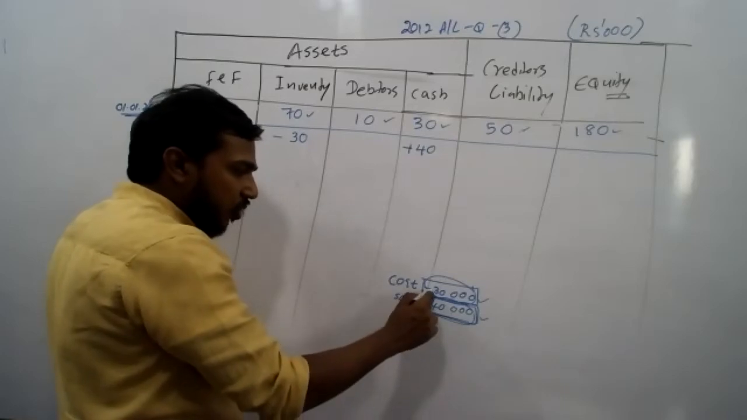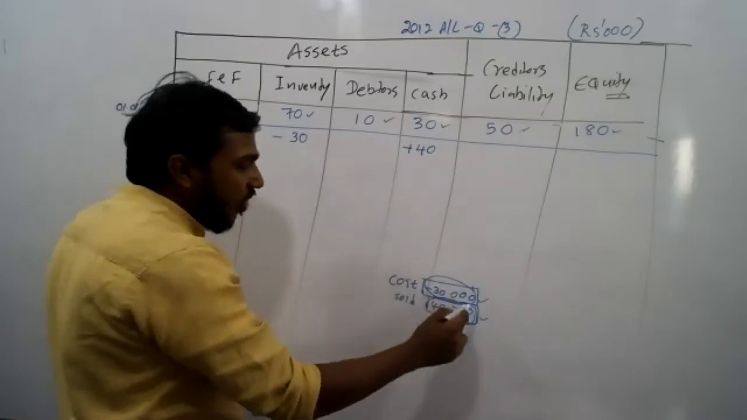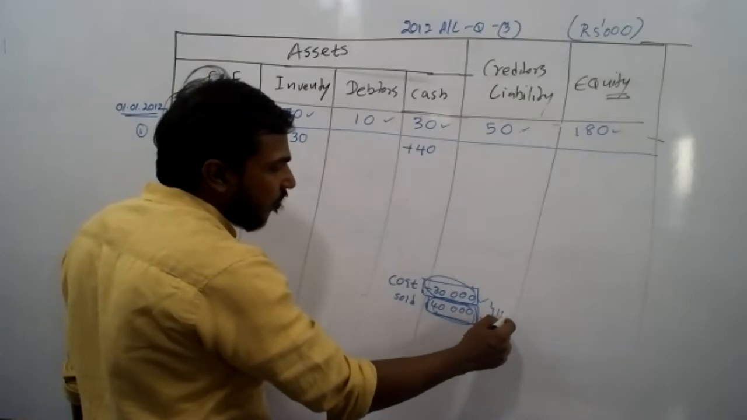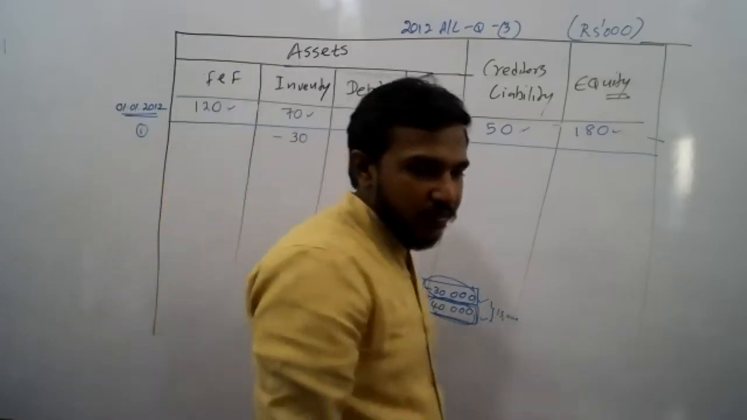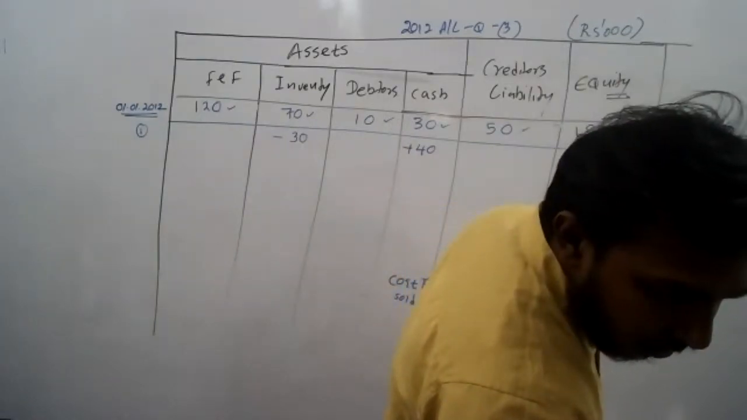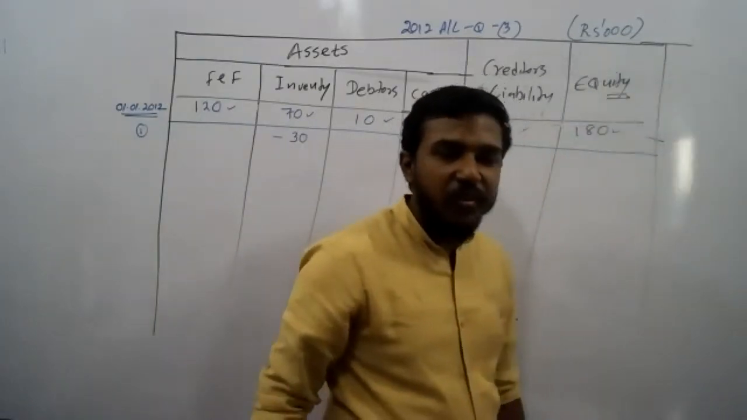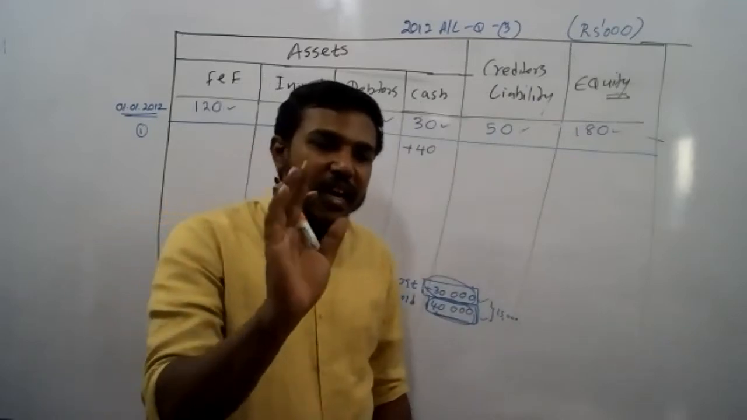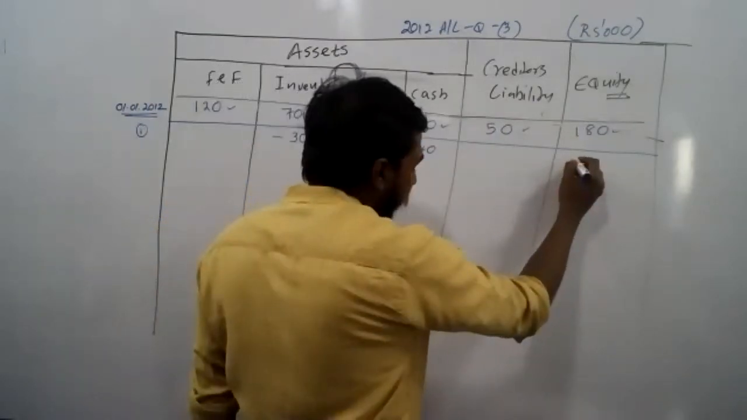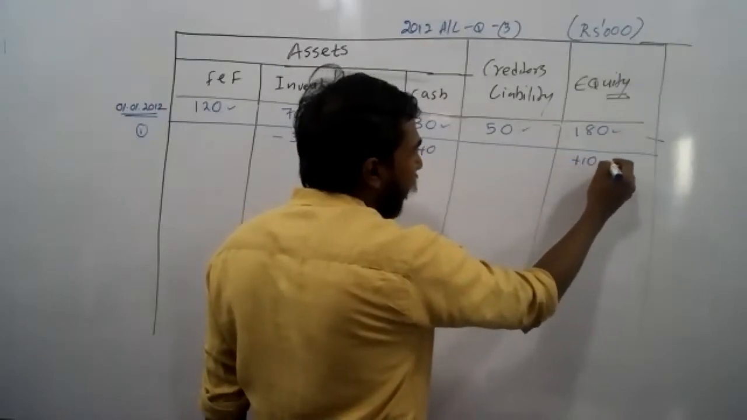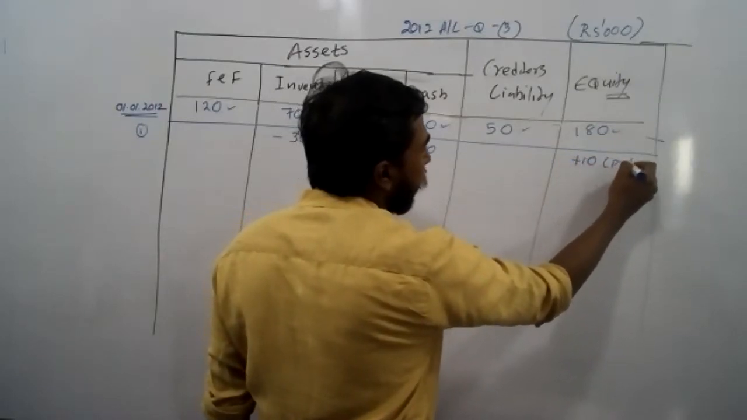So 30,000 stock sold for 40,000. There will be a profit of 10,000. Profit you all know where to add the profit. Why do we start a business? To earn a profit. So equity would be increased by how much? 10,000. This is the profit.